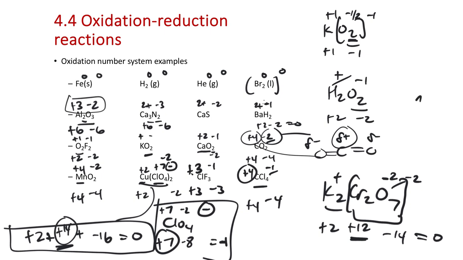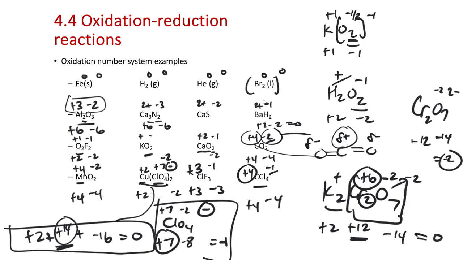You could break down Cr2O7 separately and get the same math. So +12 minus 14 equals -2. Or altogether here, +12 for the two chromiums. So that's a chromium with a +6 oxidation number.